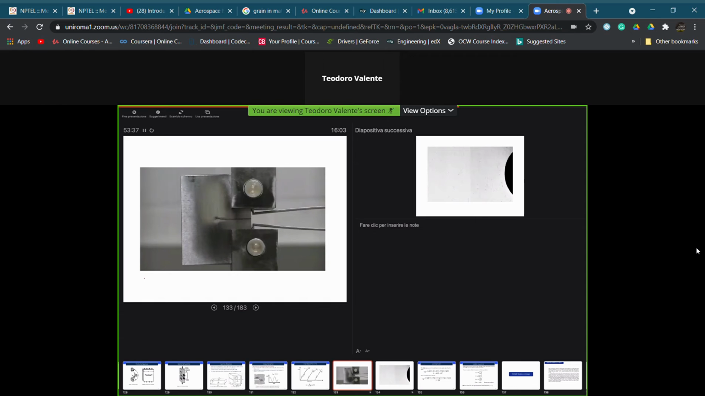Let's have a look now at these two short videos. This is one example of a crack propagating, in this case by fatigue. And this is the shape of the specimen. You see here the crack is going to propagate.